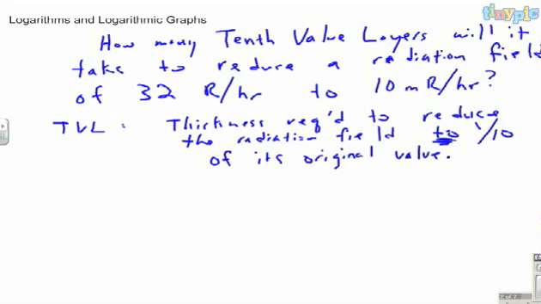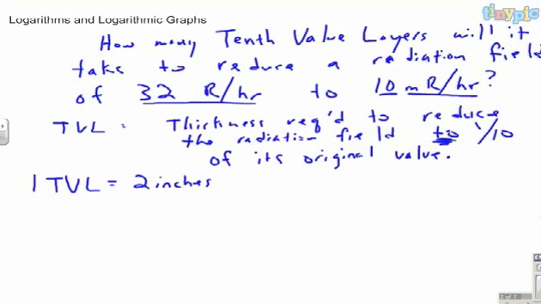And so I'm just going to give you a problem. Say, for a certain radiation energy, for a certain shielding or whatever, we're just going to say that for this condition, 1 TVL is equal to 2 inches. And we want to know, how many inches are we going to need here practically to bring this from 32 R per hour down to 10 MR per hour?